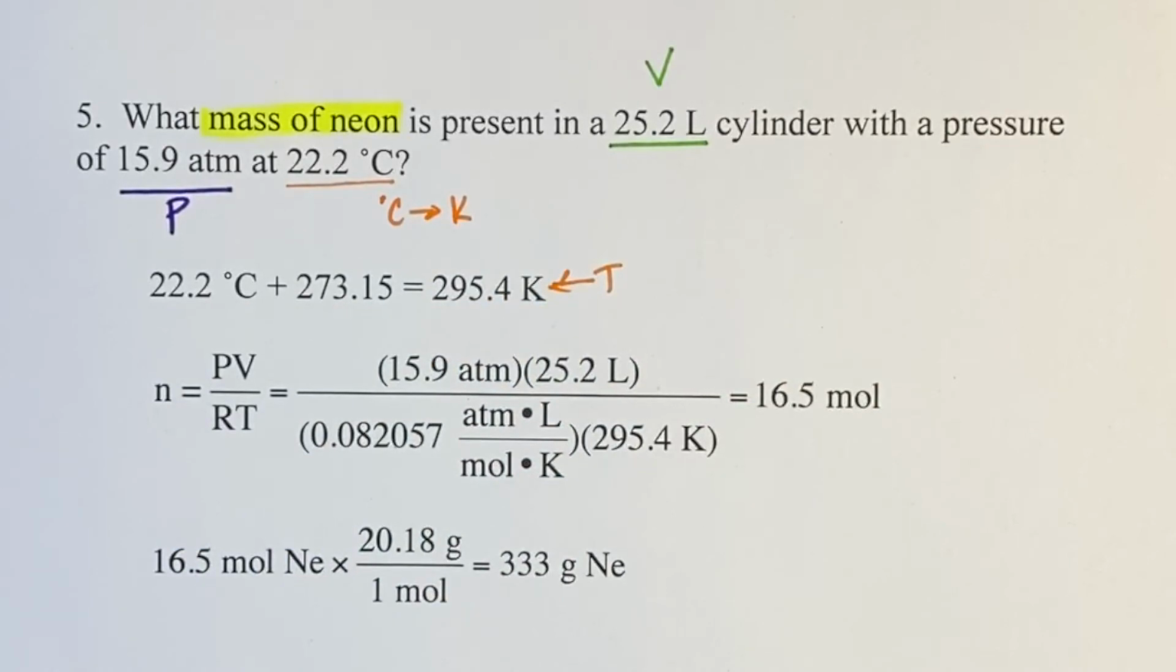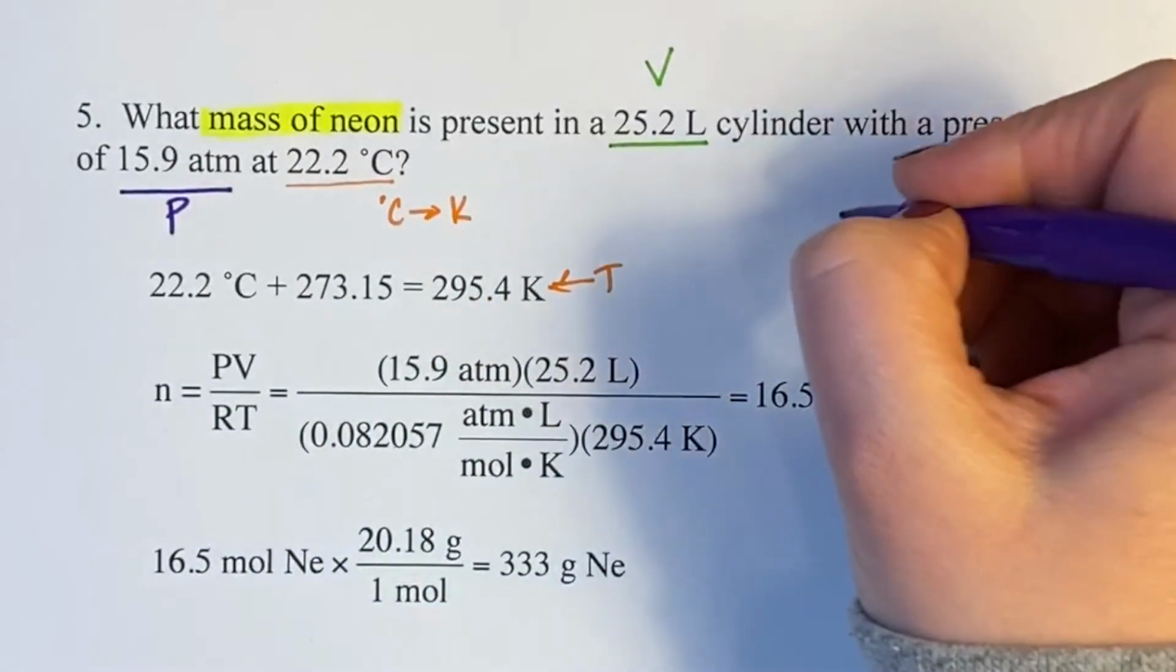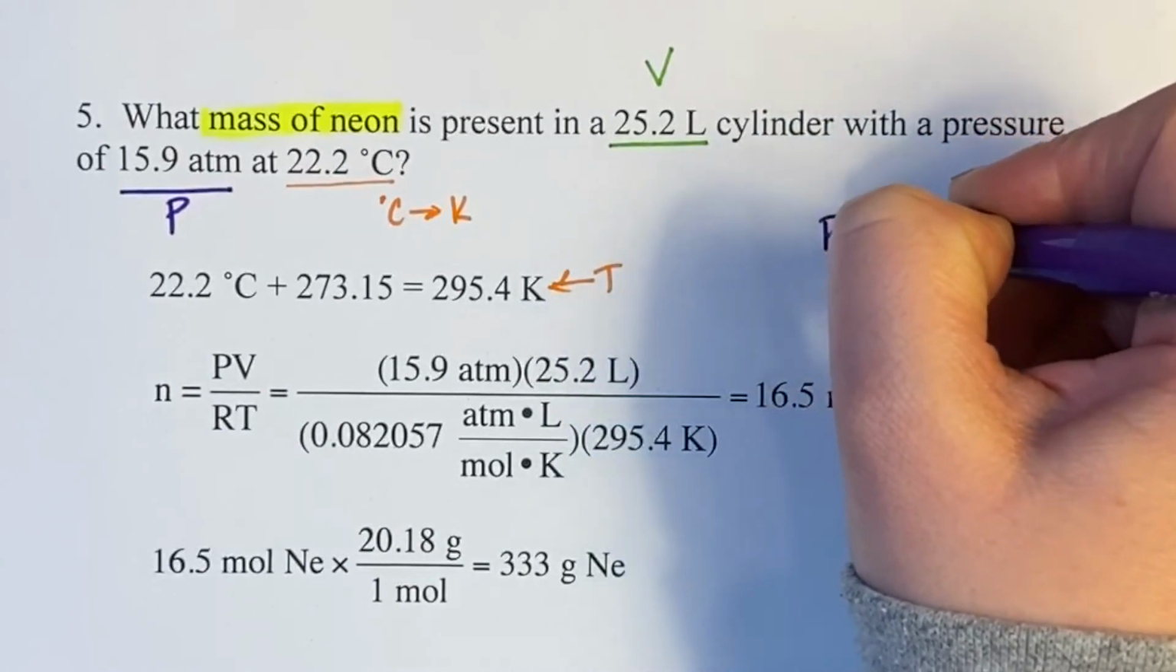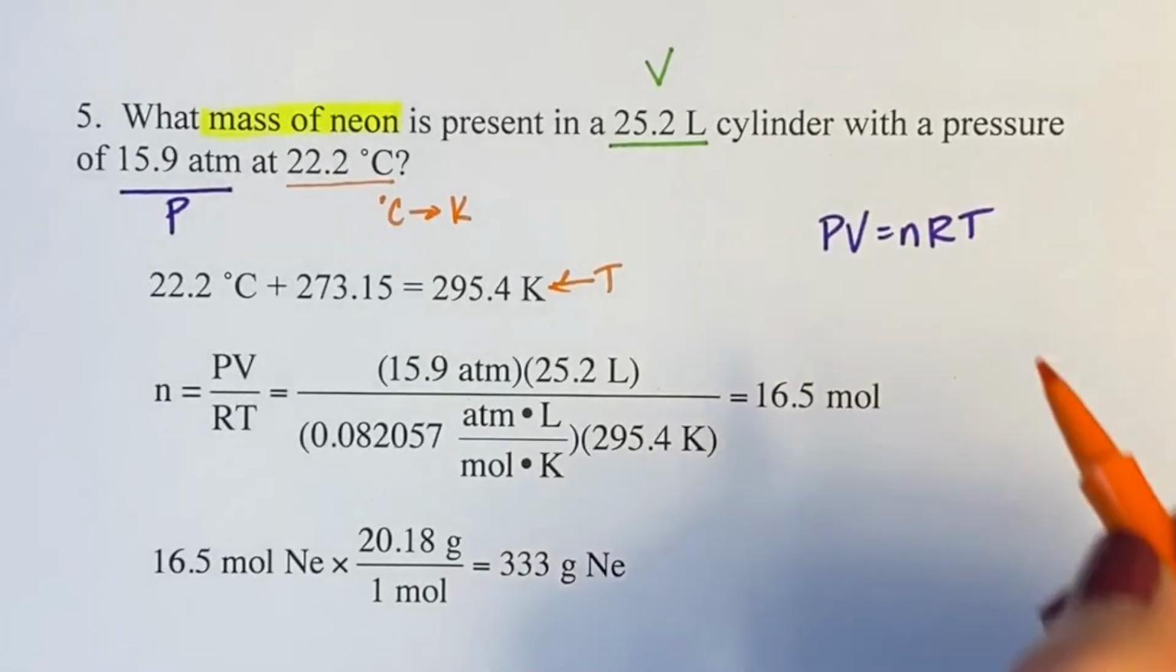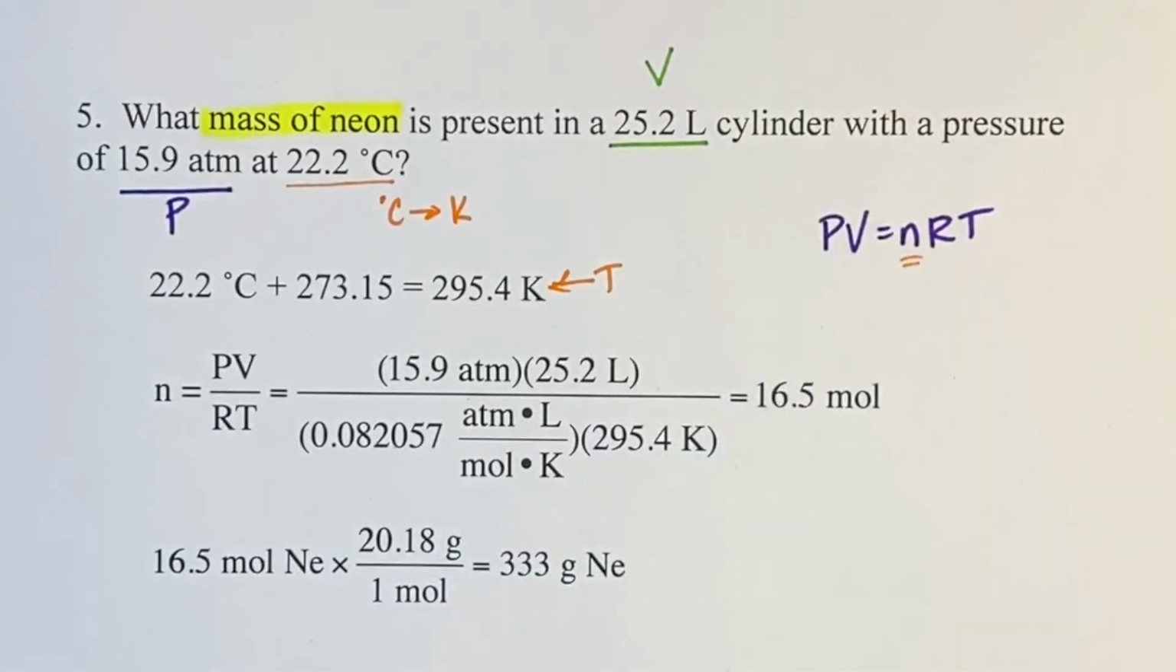When I solve the ideal gas law for moles, PV equals nRT. Remember that students make a lot of mistakes solving for moles, and I will tell you that it's very, very important that you know how to solve the ideal gas law for moles. When you solve for moles, you're going to be moving RT to the other side, and that means that n is equal to PV over RT.